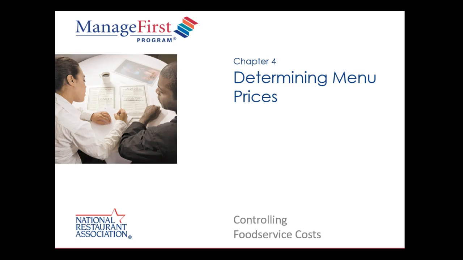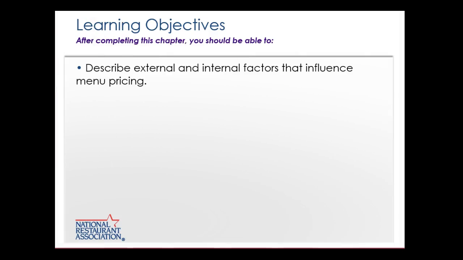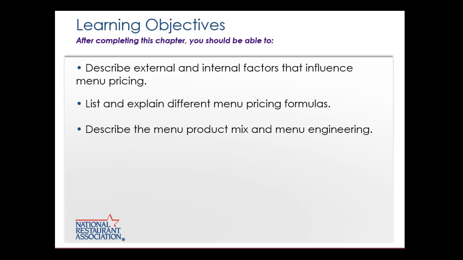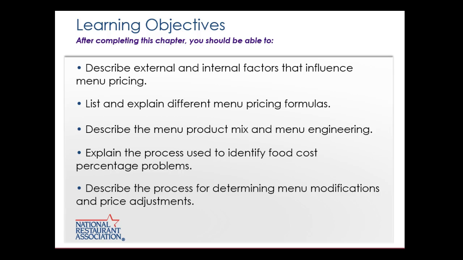Hi everyone, we're going to be going over Chapter 4, Determining Menu Prices. We're going to talk about the external and internal factors that influence menu pricing. List and explain the different menu pricing formulas. That will also be our homework for this week. Describe the menu product mix and menu engineering. Explain the process used to identify food cost percentage problems. Describe the process for determining menu modifications and price adjustments.